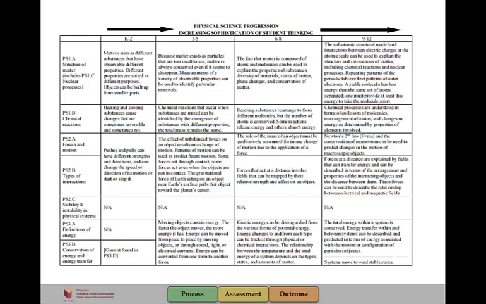The two questions you might be looking at would be PS2, motion and stability: how can we predict and explain interactions between objects and within systems of objects? And PS3, energy: how is energy transferred and conserved? And really, again, it would be a question of what you were doing to determine which one of those questions you'd be in. So what you see on the screen is the layout of the reference document.